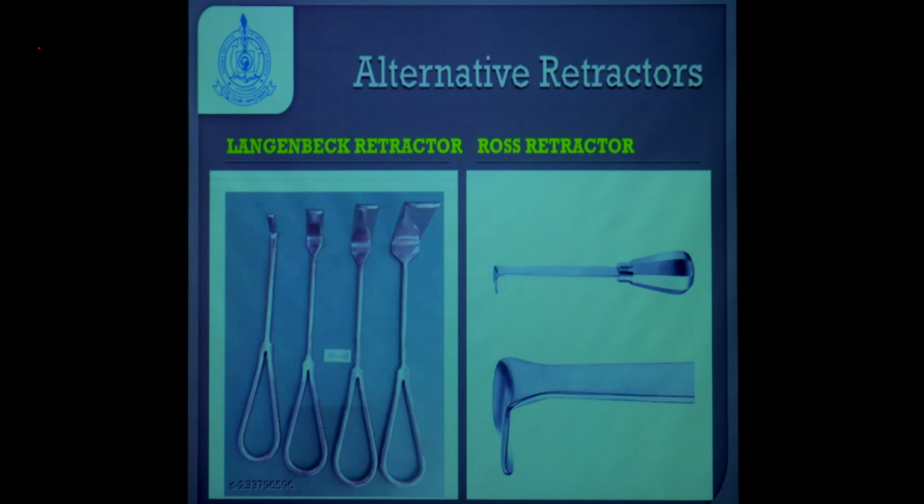Besides these, there are alternative retractors which are used probably for general cardiac surgery, not specific to mitral surgery. We can use the Langenbach's retractor, we can use the Ross's aortic retractor, and sometimes even 2 VSD retractors in cases of small left atrium.